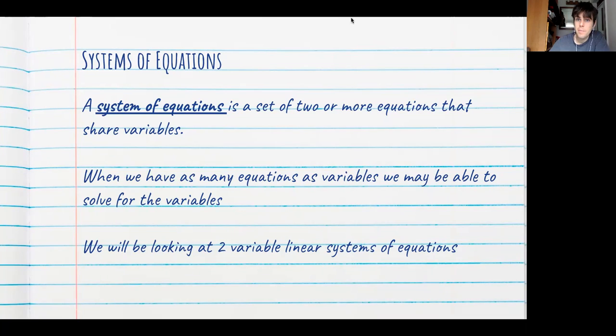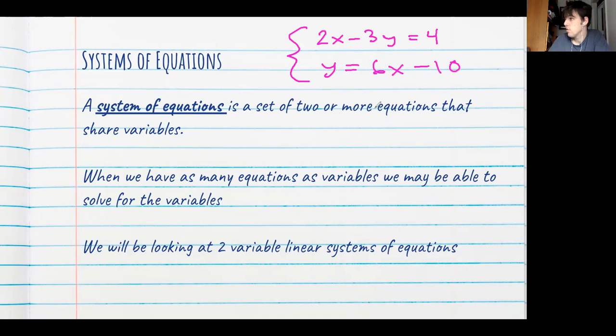Just to make sure we're all aware of what we're talking about, a system of equations, again, is a set of multiple equations. We're going to be looking at two variable systems. So we will have a group of equations like 2x minus 3y equals 4, and y equals 6x minus 10. Something like this is a two variable, two equation system. We have variables x and y. We'll talk about techniques for solving this right now.